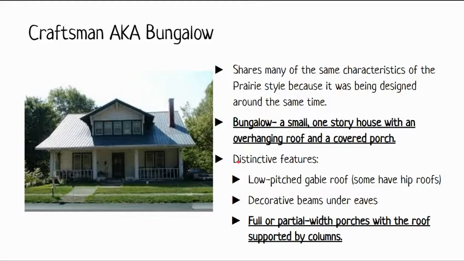So distinctive features: low pitched gable roofs. Some of them have hip roofs, but this one is a gable roof. Decorative beams under the eaves, which is right here. And then either full or partial porches with the roof supported by columns. So again, that's all this. This is a full porch right here because it runs the full length as well. And it's really great because you can actually come outside on nice days and just enjoy the weather, but still have the shade over you.